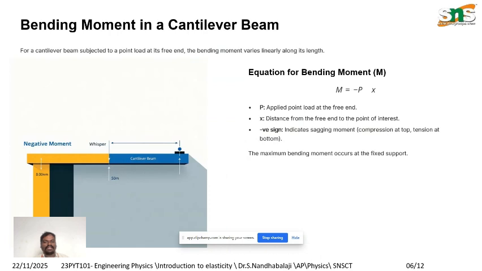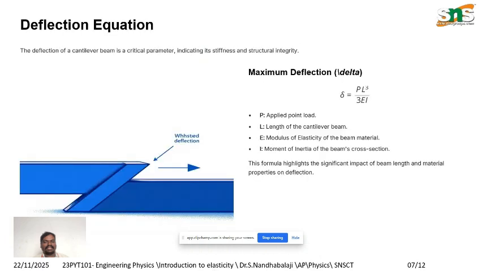This formula highlights the significant impact of beam length and material properties on deflection. Stress distribution in cantilever beam. Bending stress sigma equals My divided by I, where M is the bending moment of the section, y is the distance from the neutral axis, and I is the moment of inertia. Stress is zero at the neutral axis and maximum at the top and bottom fibers.